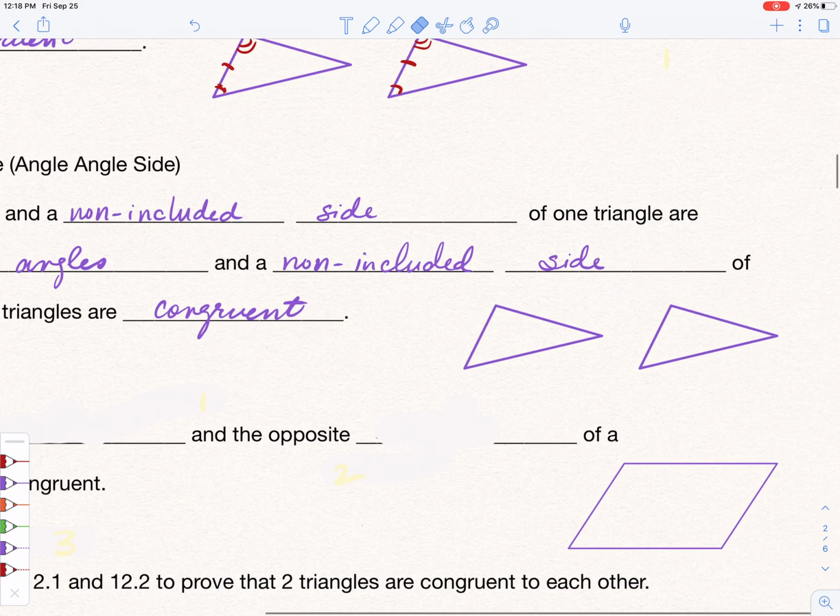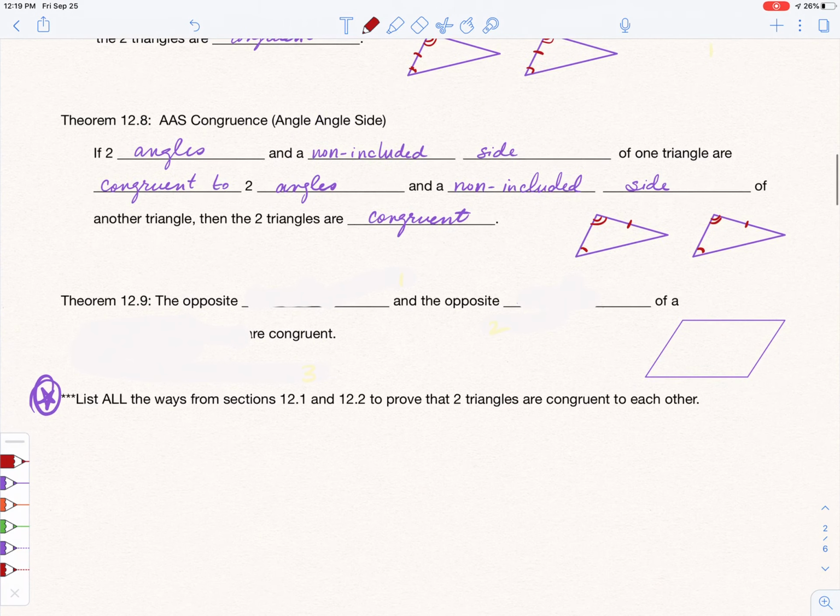So again, I have two angles, so there's one pair of angles, and here's a second pair of angles. So there's two angles congruent to two angles, and a non-included side. So pick one of the other sides that's not included, so maybe this pair of sides. So if you know that two angles and a non-included side are congruent to two angles and a non-included side, then you know that those two triangles are congruent to each other.